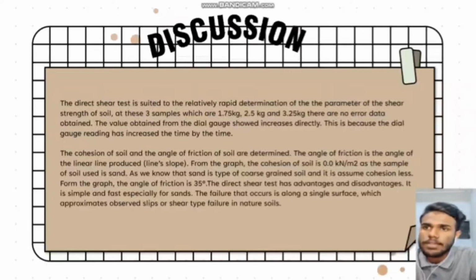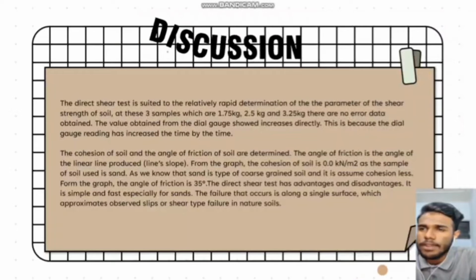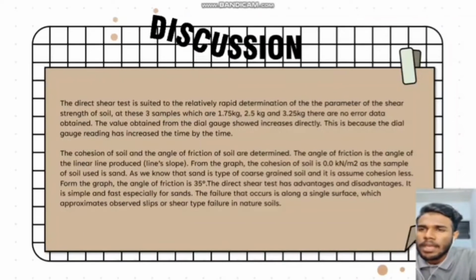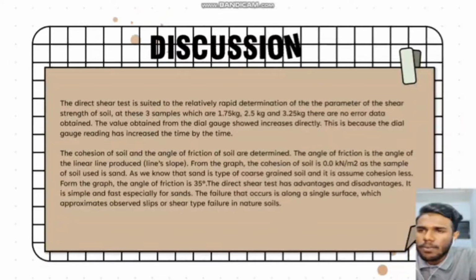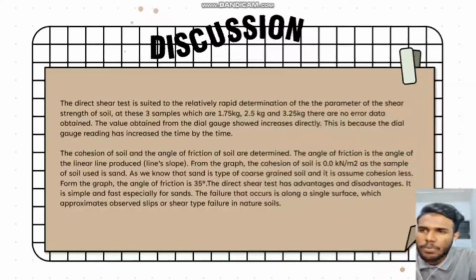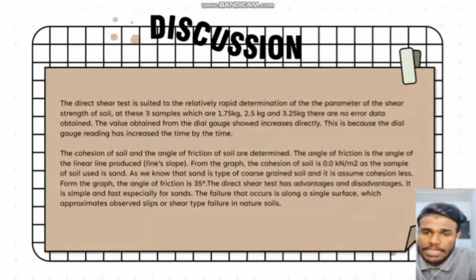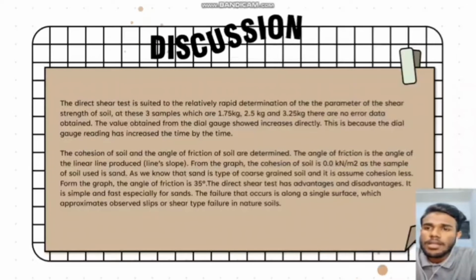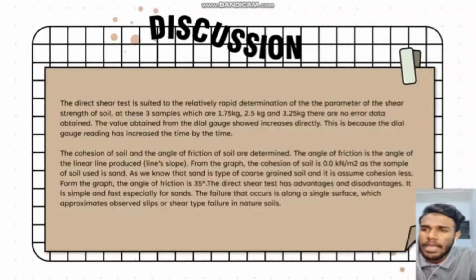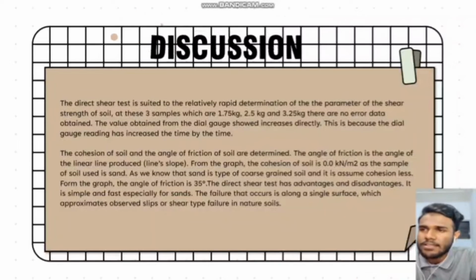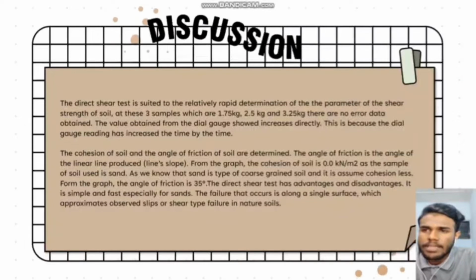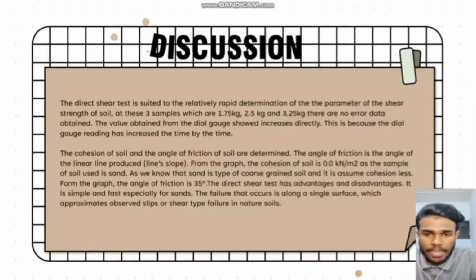The direct shear test is suited to the relatively rapid determination of the shear strength parameters of soil, on these three samples, which are 1.75 kg, 2.5 kg and 3.25 kg. There are no error data obtained. The value obtained from the dial gauge shows an increase. This is because the dial gauge reading has increased with time.